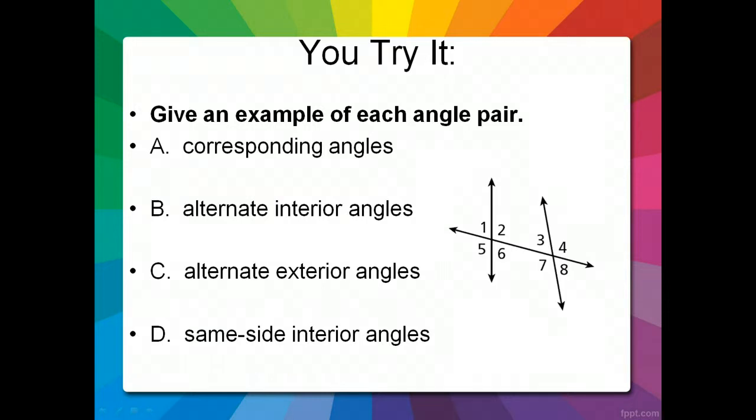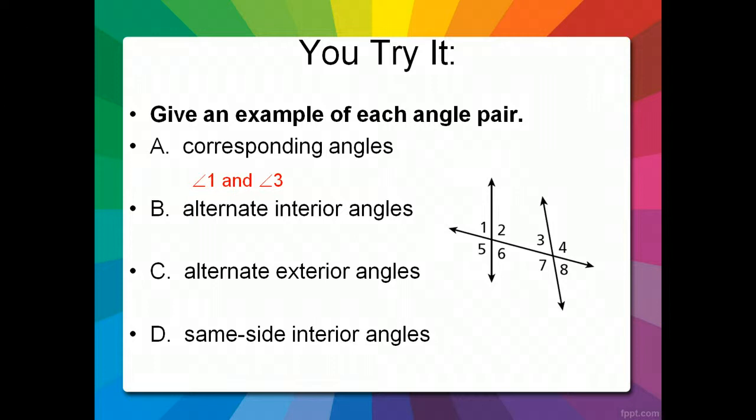Now you try. Give an example of each angle pair. You might have chosen angles 1 and 3 for the corresponding angles. You could have used 2 and 4, 5 and 7, or 6 and 8 and been correct.